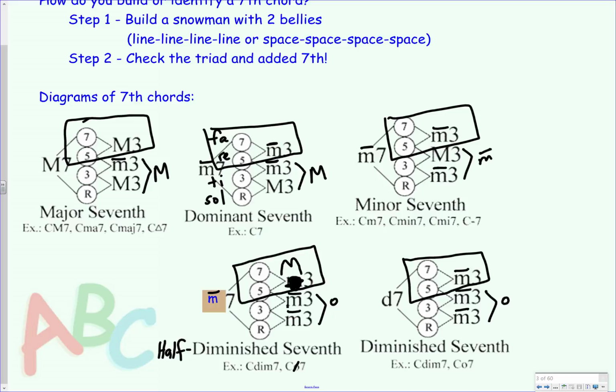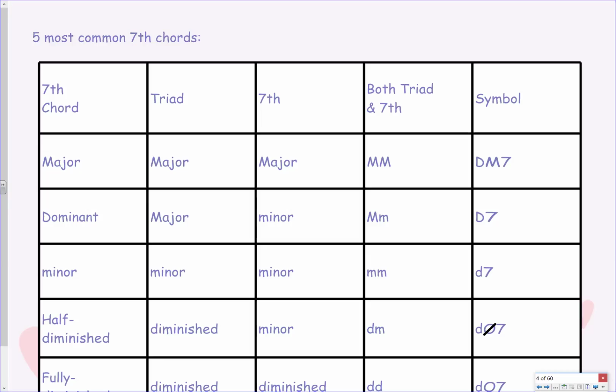This will make a lot more sense once we actually take this knowledge and start applying it and building 7th chords, which we're about to do. Okay, so let's go on. Again, pause this video anytime you need to take more notes or to stop and process what it is we're talking about. Here is a diagram I've put together of the 5 most common types of 7th chords.